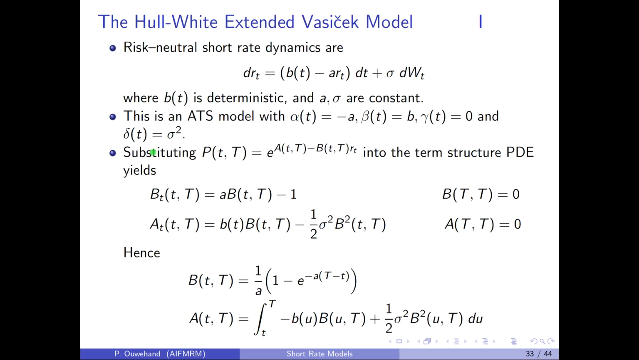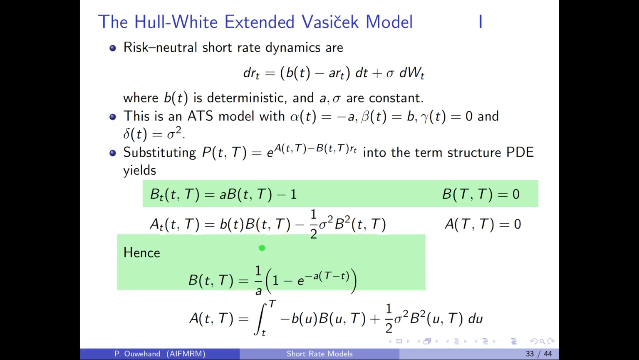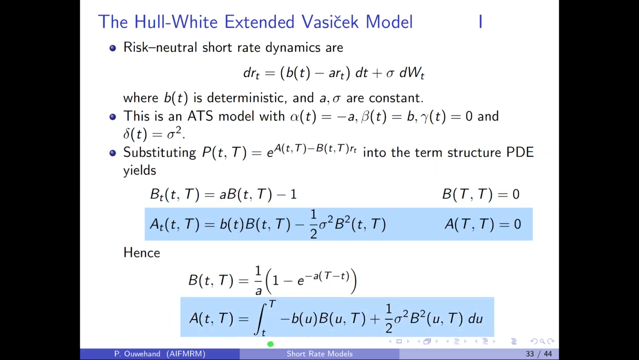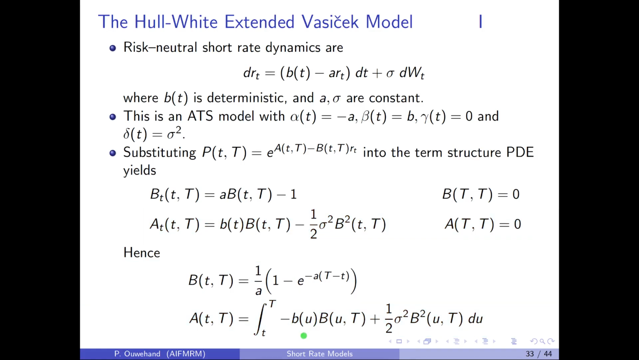And if we substitute this into the bond pricing equation for affine term structure models, we obtain the same ODE for B as for the Vasicek model, and therefore the same solution as for the Vasicek model. We can then integrate the ODE for A to obtain the following, which will depend on our choice of the function B. However, as for the Ho-Lee model, we can use the observed term structure of bond prices or forward rates to determine the value of B, which makes this model fit the observed term structure exactly.